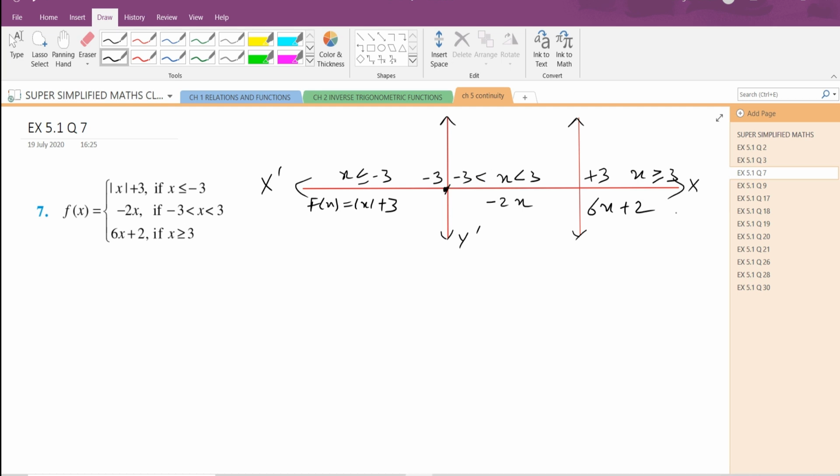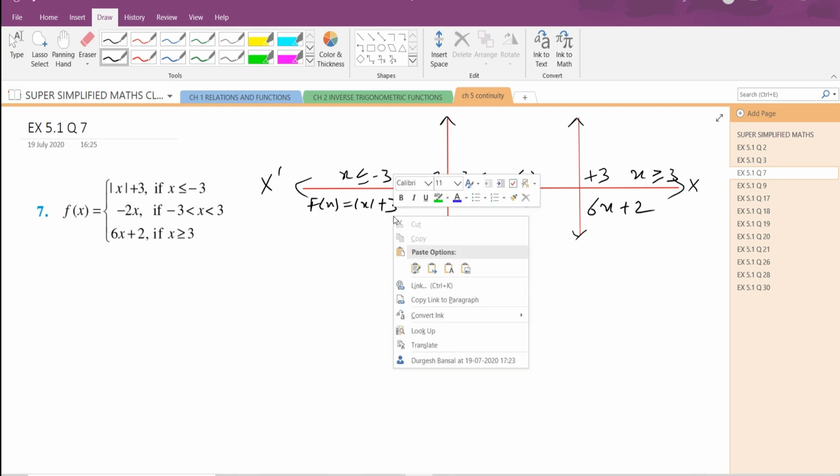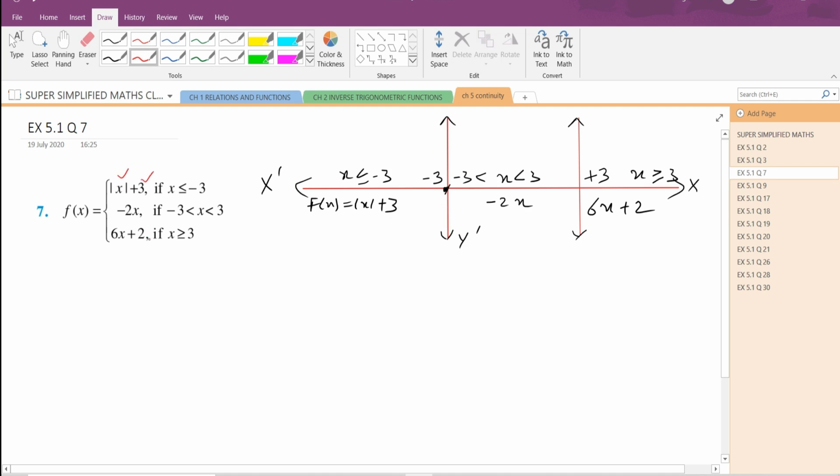Now let us first see that for all the x less than minus 3, that is for all these points, the function f(x) is mod x plus 3. Modulus function is continuous, constant is continuous, sum of the two is continuous. Therefore, for all the points less than minus 3, the function is continuous. Similarly, for the points between minus 3 and 3, the function is minus 2x, which is a polynomial function. So the function is continuous for these points also.